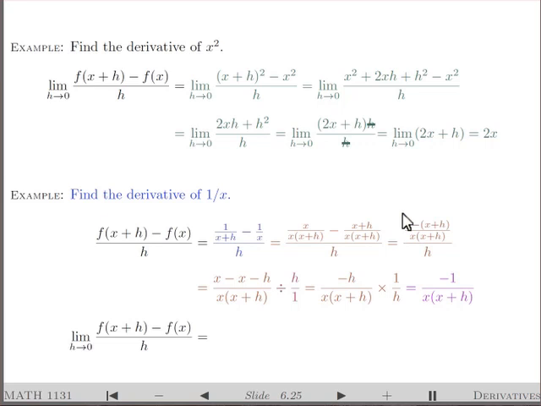This is not a polynomial, but as h goes to 0, the denominator approaches x times (x + 0), or x squared. So the limit will exist as long as x squared is not 0. Remember that our original function was 1 over x, which is defined only if x is non-zero. So if x is non-zero, so that the function is defined, then this limit will exist and be equal to negative 1 over x squared. So that tells me that the derivative of the function 1 over x is negative 1 over x squared.